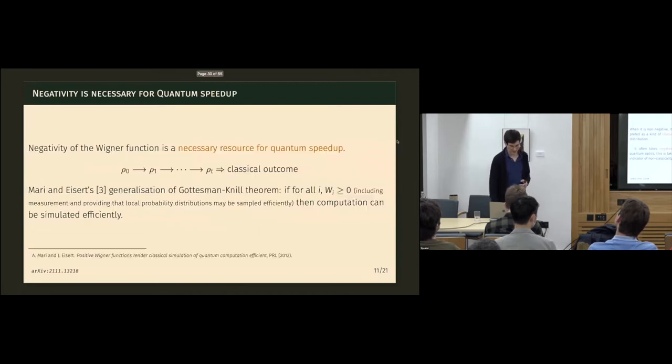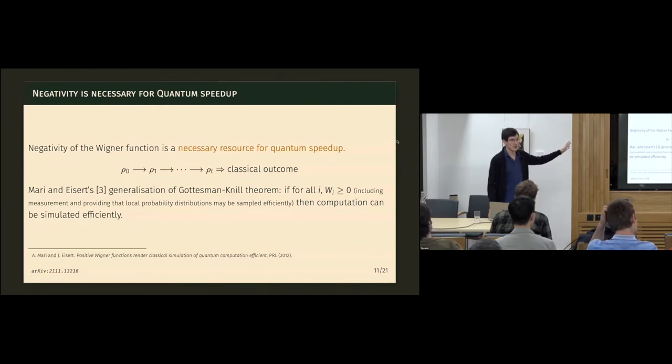And this is emphasized by the fact that you need Wigner negativity to have a quantum speedup. This is an extension of the Gottesman-Knill theorem by Mari and Eisert. It says that if you decompose your computation into steps where everything can be mapped to a non-negative Wigner function, then your computation can be simulated classically efficiently. So you have an operational meaning that says that if you want a quantum speedup, you need negativity somewhere.